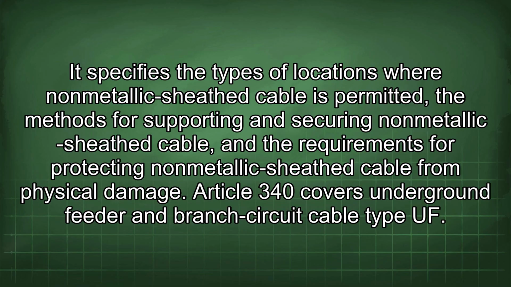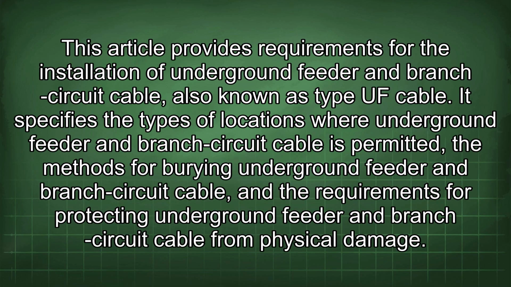Article 340 covers underground feeder and branch circuit cable type UF. This article provides requirements for the installation of underground feeder and branch circuit cable, also known as type UF cable. It specifies the types of locations where underground feeder and branch circuit cable is permitted, the methods for burying underground feeder and branch circuit cable, and the requirements for protecting underground feeder and branch circuit cable from physical damage.